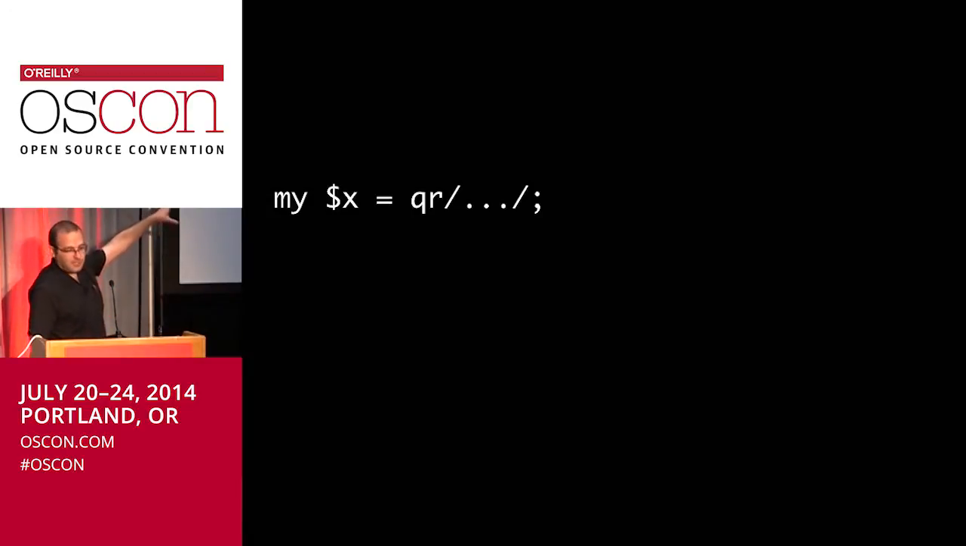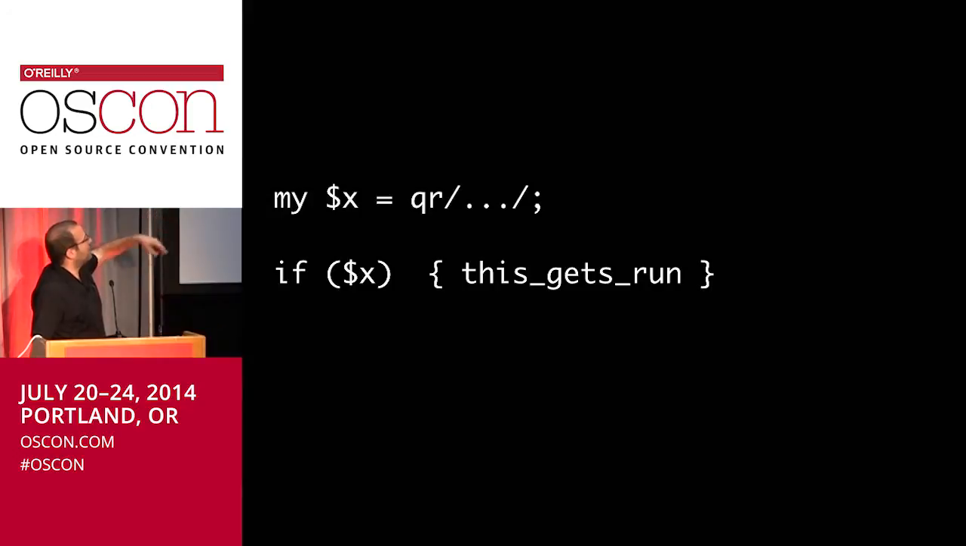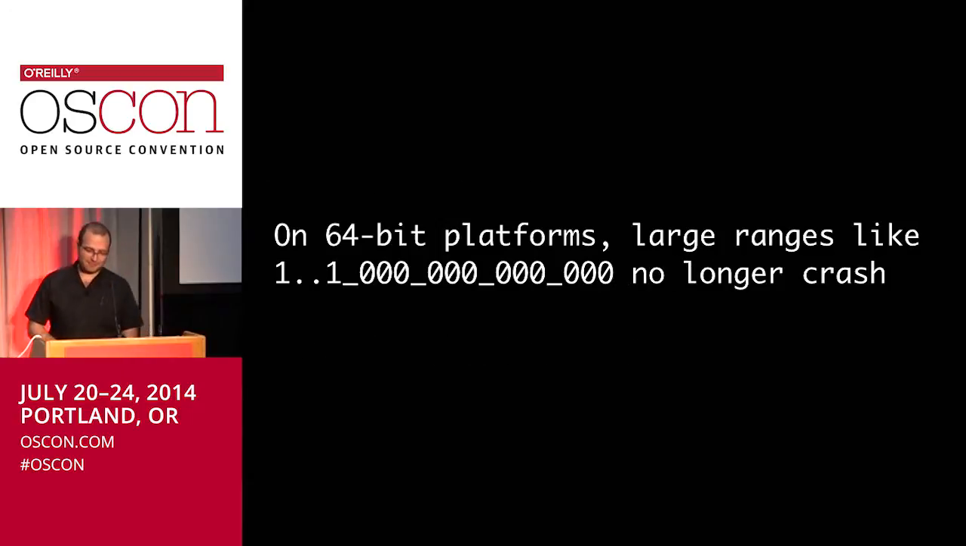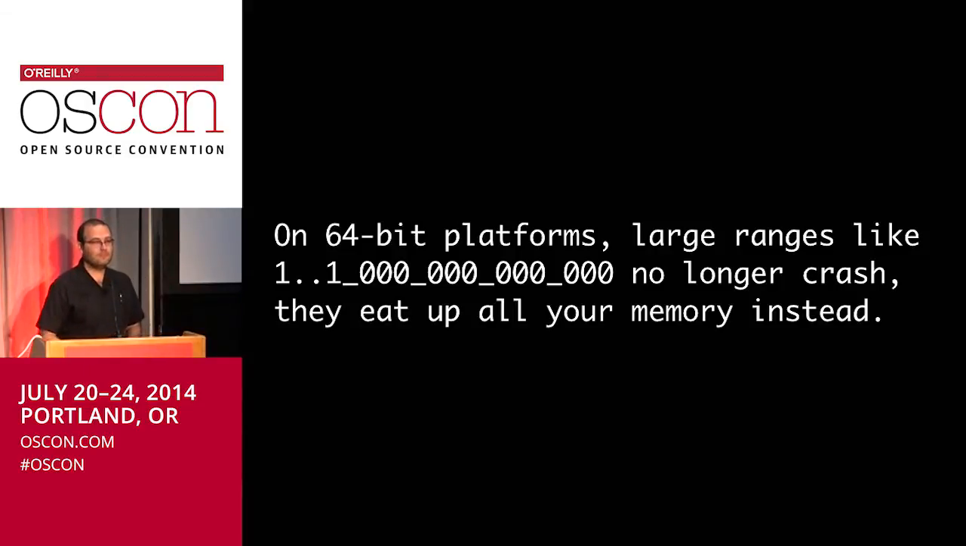OK, so this is a good one. You've got a regex object, and you use it as a test in an if. Use it in Boolean context. And then for some reason, you also want to check it having been scalar dereferenced as a test condition. The first one was true. The second one was false. Now, the funny thing to me is not that we had this bug. It's that somebody noticed. What were they doing? I don't know. But we fixed it, OK? How about this? On 64-bit platforms, large number ranges like 1 through 1 trillion no longer crash. They just use up all your memory.